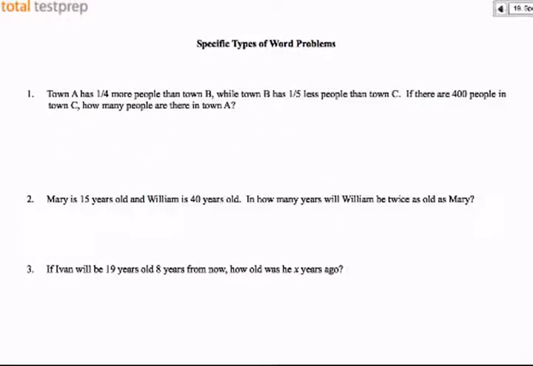So try these questions on your own. Pause the lecture, try these questions on your own, and then when you're done, resume the lecture and take a look at the explanations. Let's take a look at question 1.